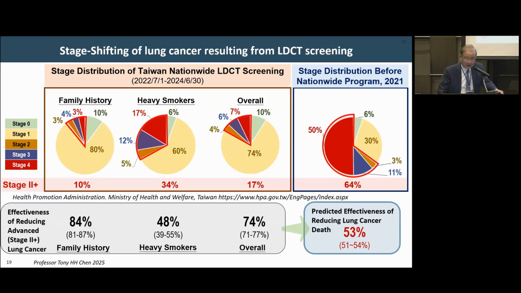So let's look at the stage shifting. You can see before lung cancer screening, 50% of them were stage 4 disease, and stage 1 disease was only 30%. By low-dose CT screening, we can increase stage 1 disease from 30% to 74%, and stage 4 disease decreases from 50% to 7%. So we can estimate that because of the stage 1 disease, the 5-year survival will be much better. We can estimate that screening can reduce advanced disease by more than 74% and mortality by 53%.